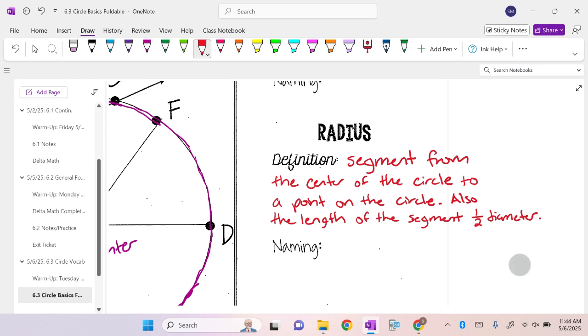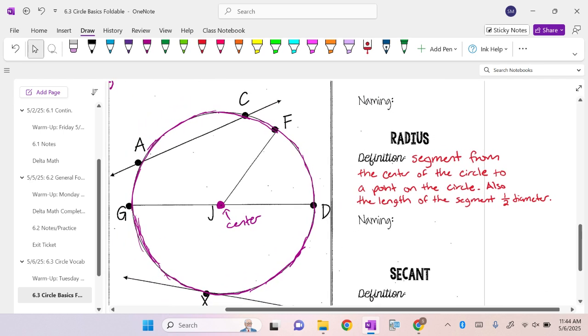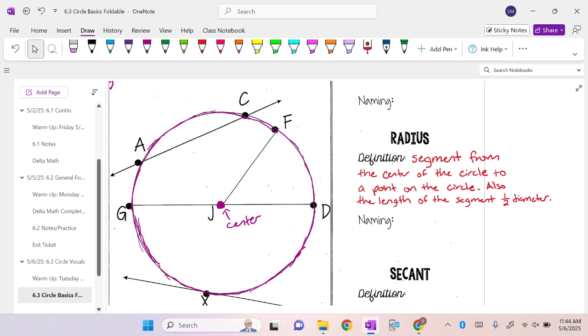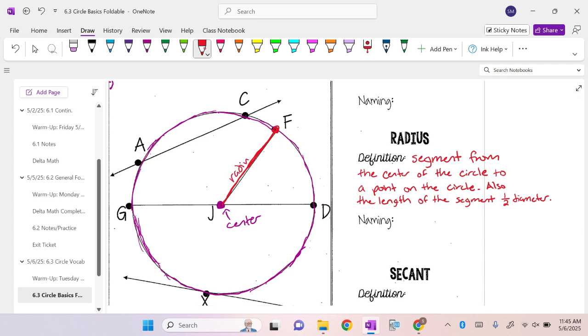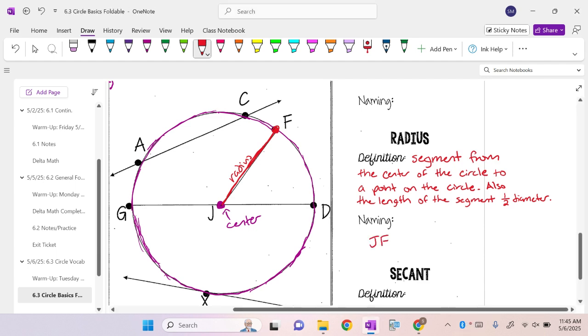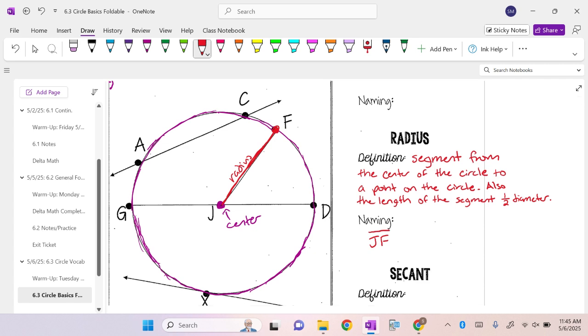All right. So on my circle over here, what segment could be considered a radius? Between what 2 points? J and F. So from J to F, it's a segment that goes from the center of the circle to a point on the circle. This could be considered a radius. And we would name it appropriately. So we just put JF and we put the segment symbol across, which is just a line.